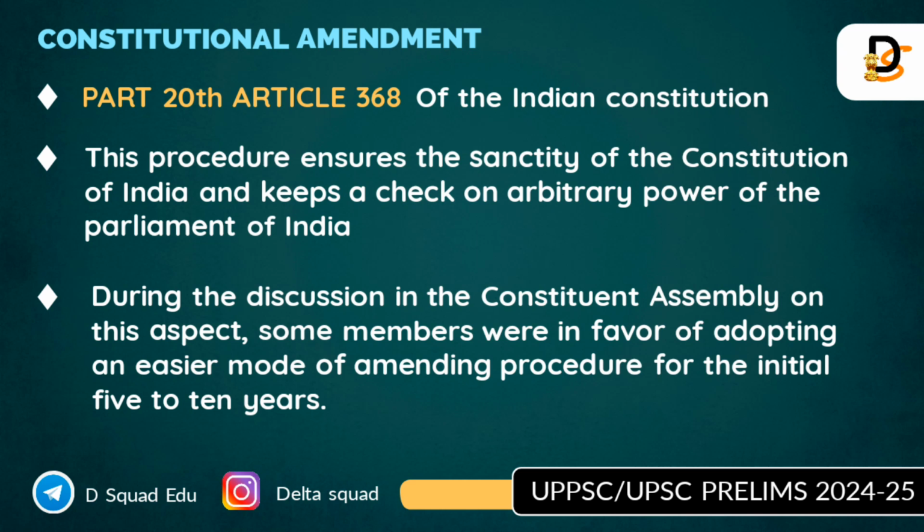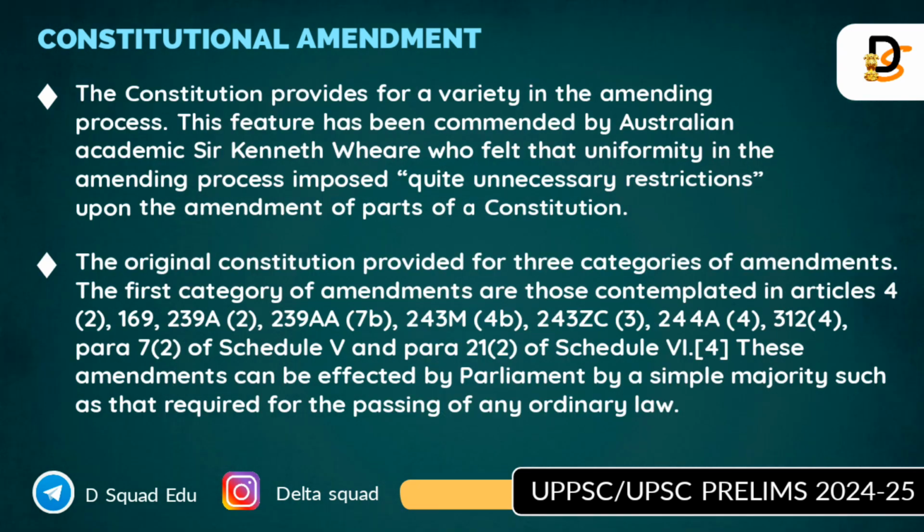Initially, it was on a temporary basis, and Pandit Jawaharlal Nehru was also in favor of the constitutional amendment process because he wanted flexibility of constitutional laws due to the dynamic nature of Indian territory. The Constitution provides for a variety in the amending process. This feature has been commended by Australian academic Sir Kenneth Wheare, who felt that uniformity in the amending process imposed quite unnecessary restrictions upon the amending of parts of the Constitution.